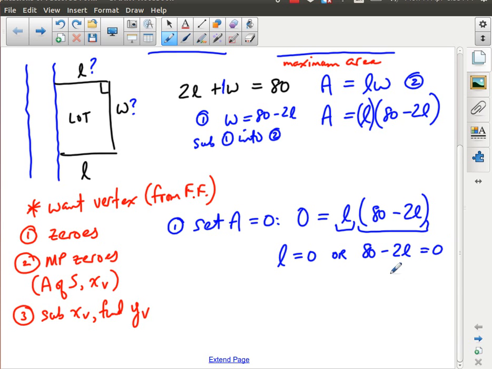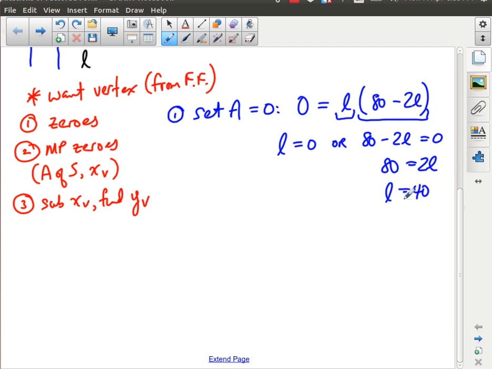But this one's easy enough. L is equal to 0. Here, I end up with 80 equals 2L. Divide both sides by 2. I end up with L equals 40. So those are my two zeros. I'm going to find the midpoint of the zeros. And the reason I want to do that is to find the x-coordinate of my vertex.